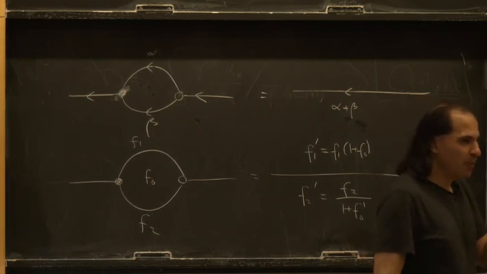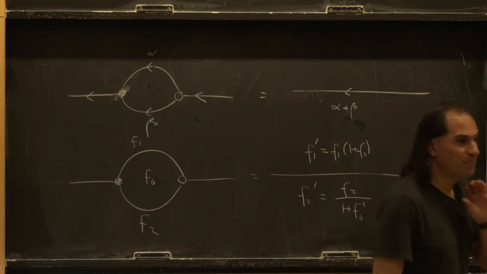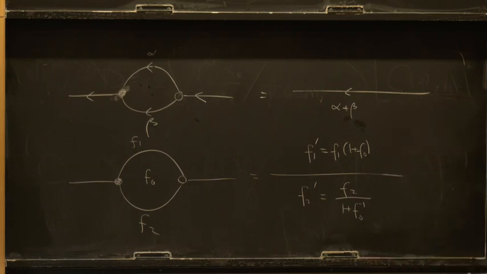Okay, so the permutation is not preserved under bubble reduction. Okay? It's not preserved under bubble reduction. But next time we will understand what you have to do.